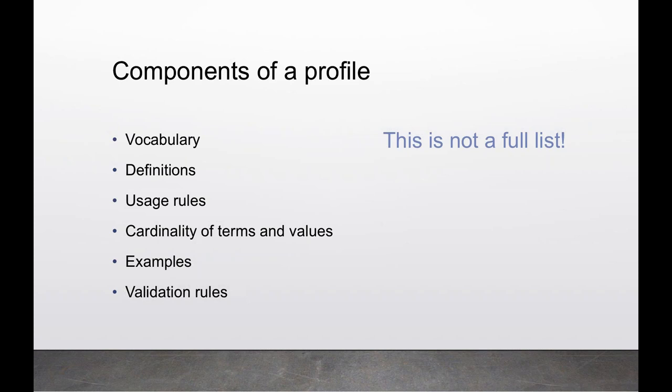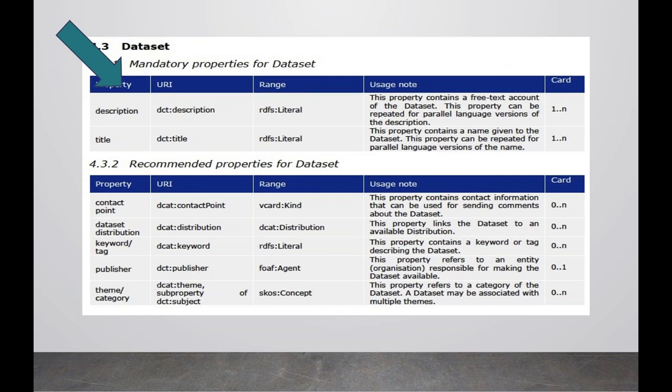So using the DCAT example that I used before, you can see that it gives the name of the property. So this is what you would display to a human. This is the actual property identifier.